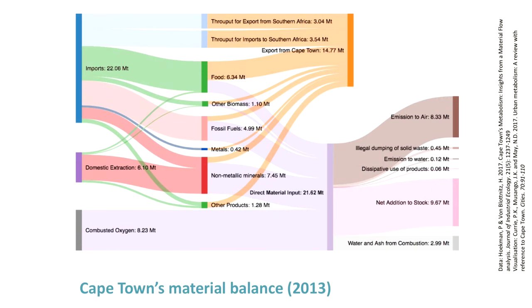Here we have an example of Cape Town. Material flows through Cape Town. So this is a material balance in 2013 in which you see how things flow through the city. And this is the kind of diagram, Sankey diagrams, that we use a lot to visually represent how physical flows move through a city.